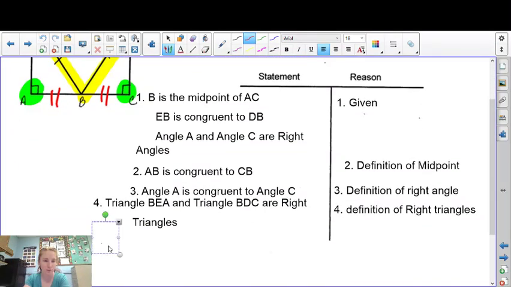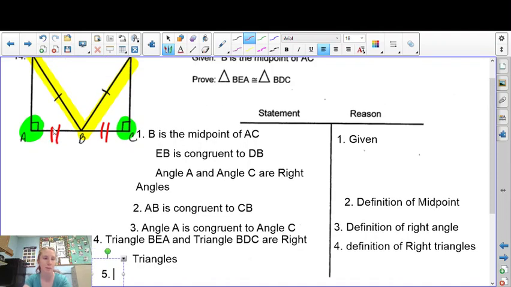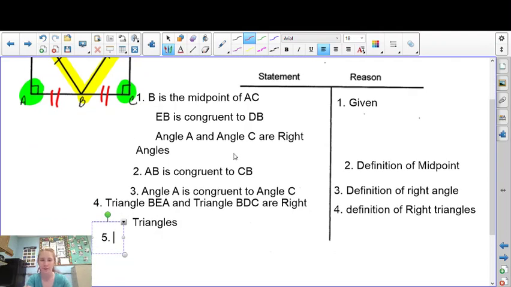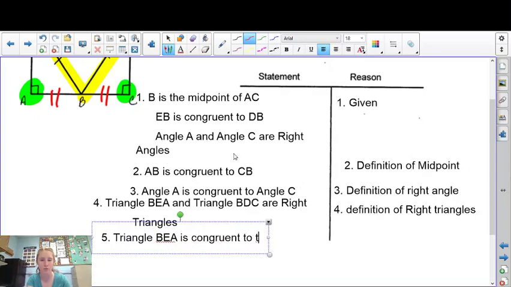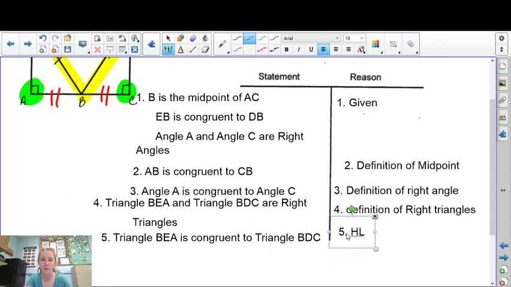So therefore, since I talked about having the hypotenuse because they're equal, and I have this leg equal, and I have a right angle, and I have a right triangle, I can say triangle BEA is congruent to triangle BDC. And our reasoning here is hypotenuse leg.